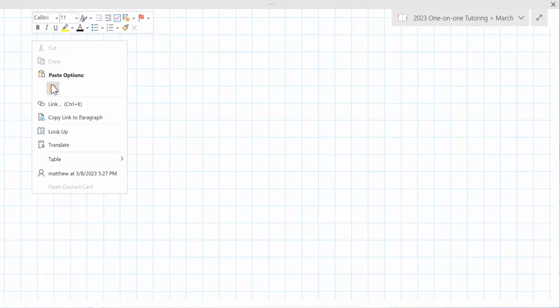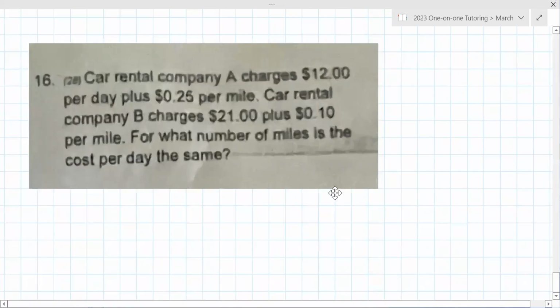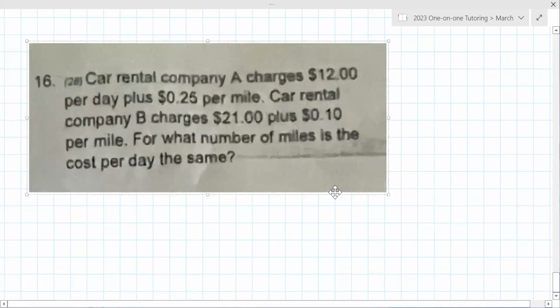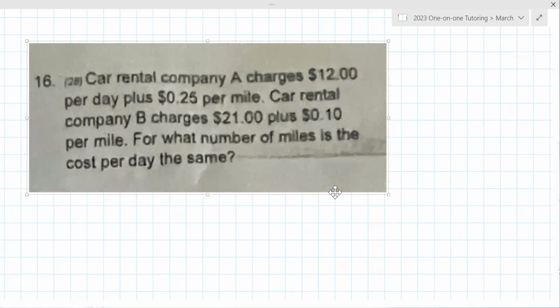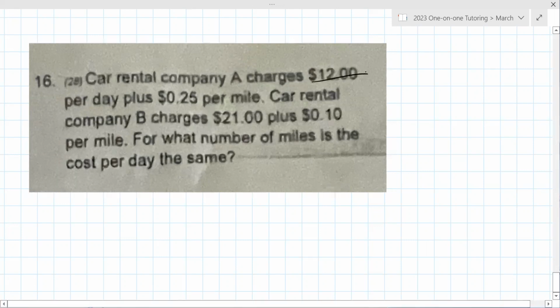All right. Any questions on that before we move to 16? No. Okay. Car rental company A charges $12 per day plus 25 cents per mile. Car rental B charges $21 plus 10 cents per mile. You're probably not renting a car in Japan, I don't even know if they do that. These are so outdated. You can't even get a rental car right now for less than $100 a day. They're just insane.